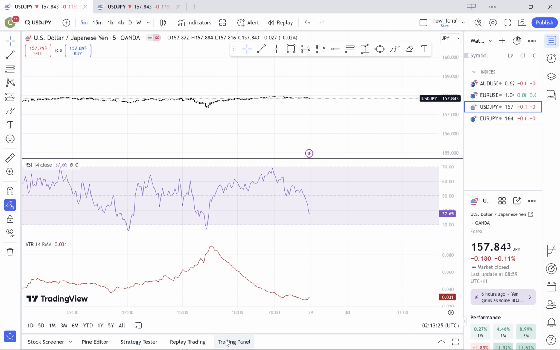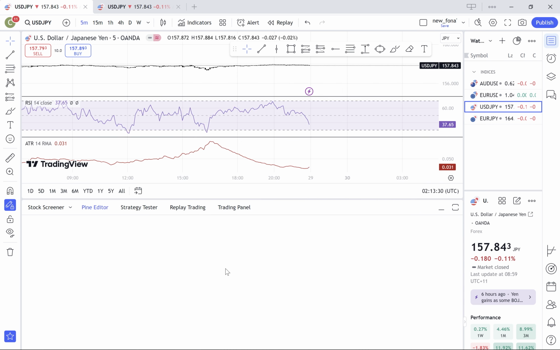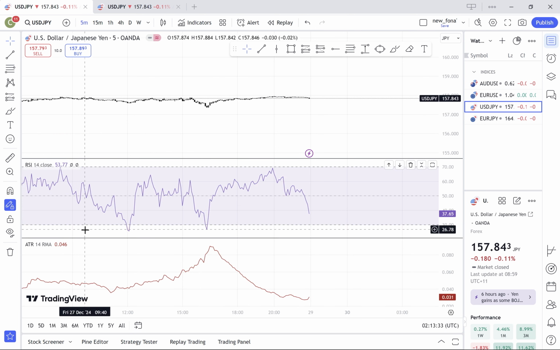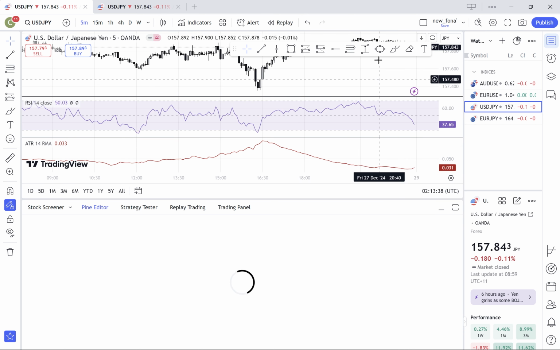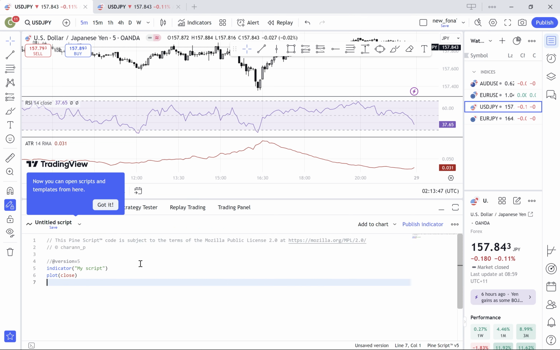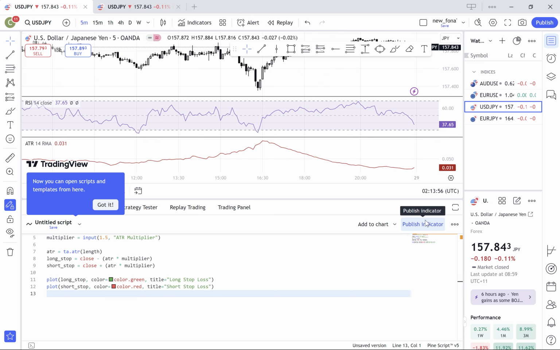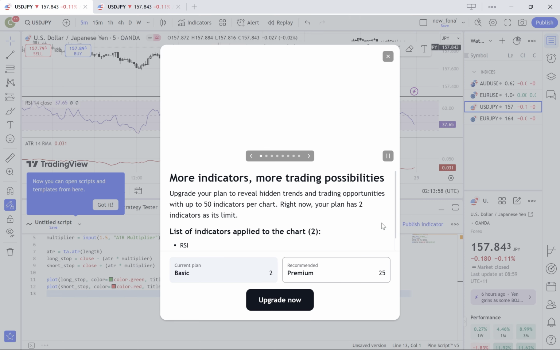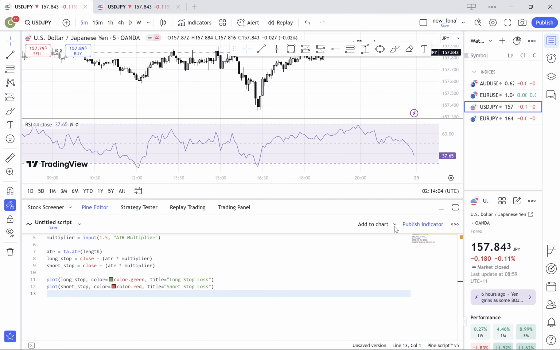Okay, so you know what? I'm actually gonna try using the Pine editor to see if we have any ways. Alright, let me do one thing. Let me remove this and add to chart.